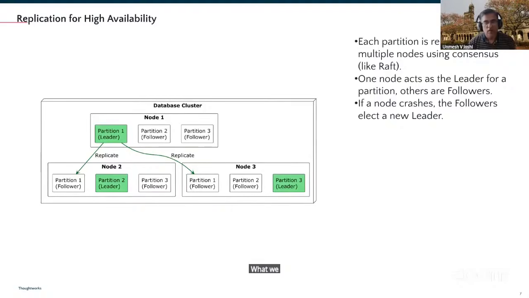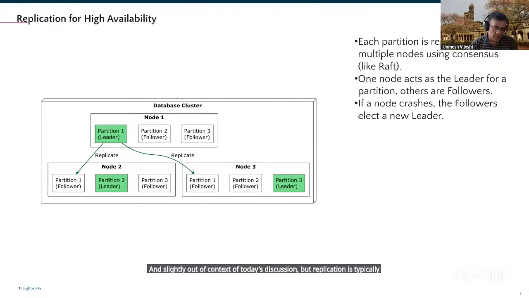What we will be focusing on in this is essentially just the partitioning to some extent. We won't consider replication as part of this discussion. It is slightly out of context of today's discussion, but replication is typically implemented by a consensus algorithm like Raft or Paxos.